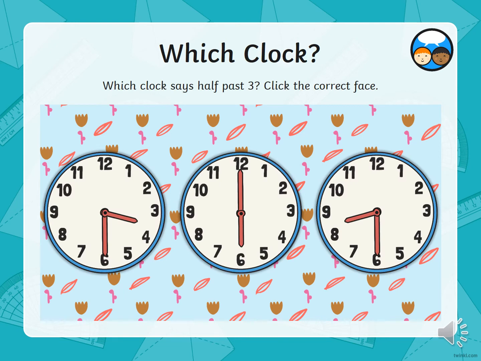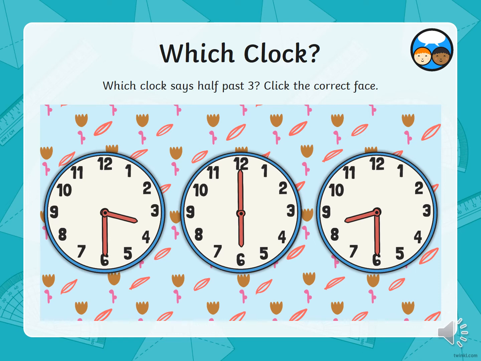Which clock says 3:30? Let's find the correct face. So we're looking for one that says 1/2 past. So where does that mean that the big hand has to be? For 1/2 past, does the big minute hand point at the 12 or at the 6? You're correct, it does point at the 6.